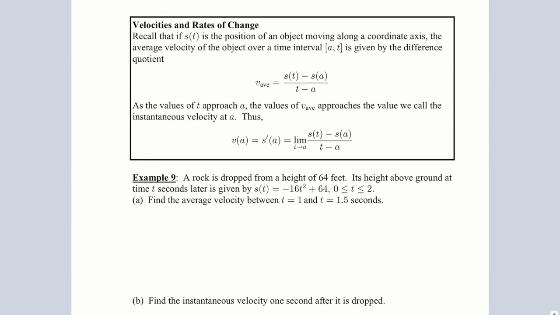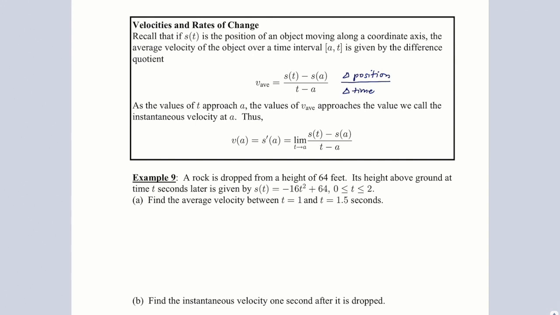The average velocity is s of t minus s of a divided by t minus a, right? So change in position over change in time. Position might be labeled in feet or inches or some distance quantity, right? And time will be in a time quantity. So we might have feet per second or miles per hour or inches per minute, right? That would be the label on the average velocity.